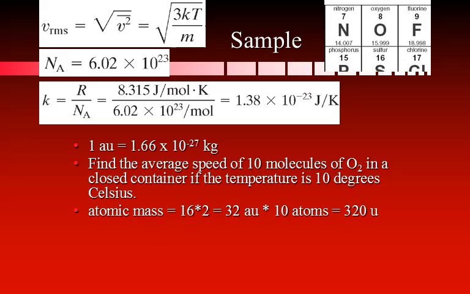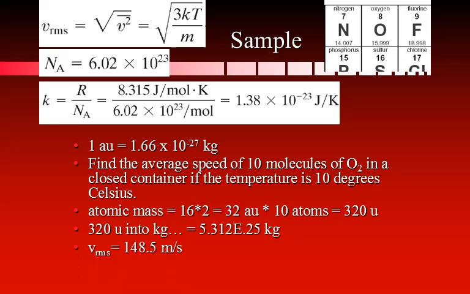All right, so the atomic mass is 32 U, and we have 10 molecules of that, so 320 U, which we can get into kilograms. Then when we use that equation, we should get 148.5 meters per second. Hopefully you remembered that 10 degrees Celsius would be 283 Kelvin. You've got the mass in kilograms, then you've got the Boltzmann constant, and so you should get an average speed of 148.5 meters per second.